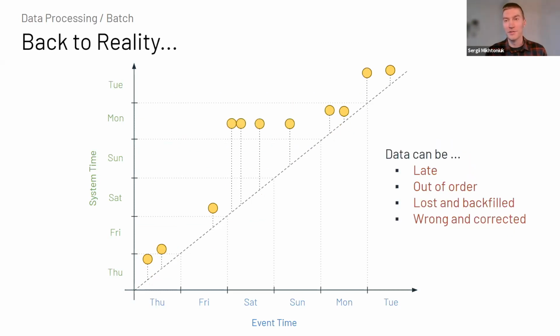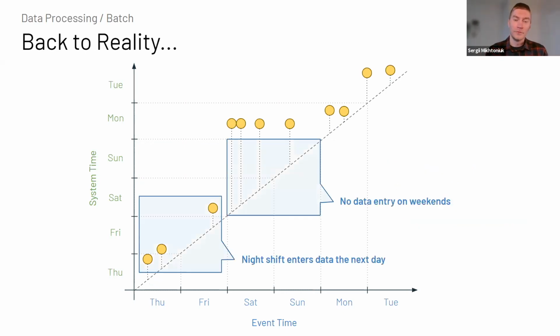Unfortunately, in reality, this is not at all how data looks like. Because data can be late, it can be out of order, it can be lost and then backfilled, or it can be wrong and then corrected later. So, for example, I live in British Columbia, and our CDC does not publish any data on COVID-19 cases on weekends, for some reason. This is what creates this big gap in the middle.